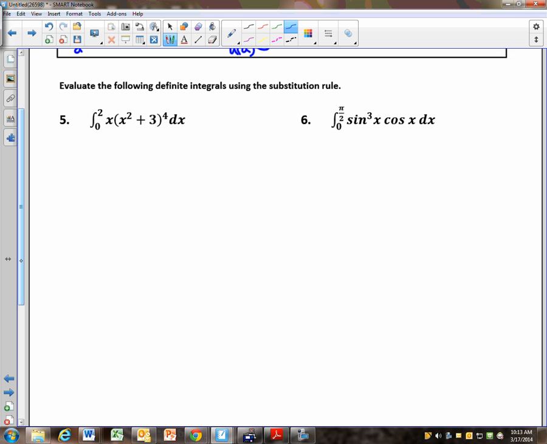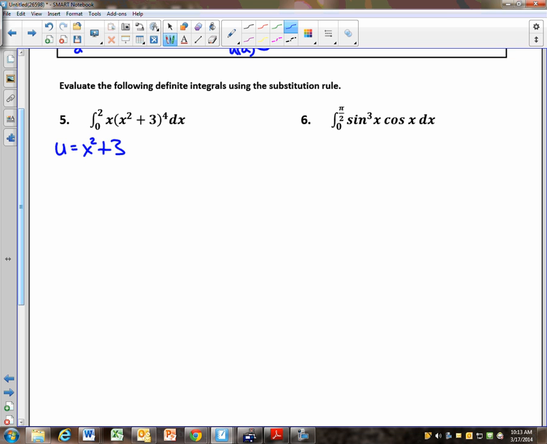So evaluate the following definite integrals using the substitution rule. Now, you can do it the long way, but I will not give you credit for it on the test. When I tell you to use the substitution rule, I want you to use that. So we need to find this antiderivative. So let's review. Before we do the 2 and the 0, let's start with this. What is u going to be in this situation?